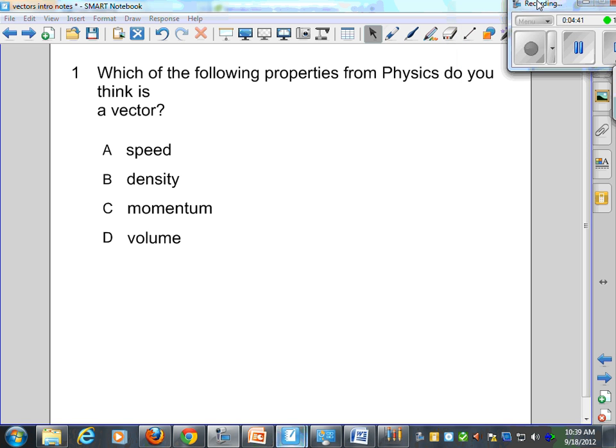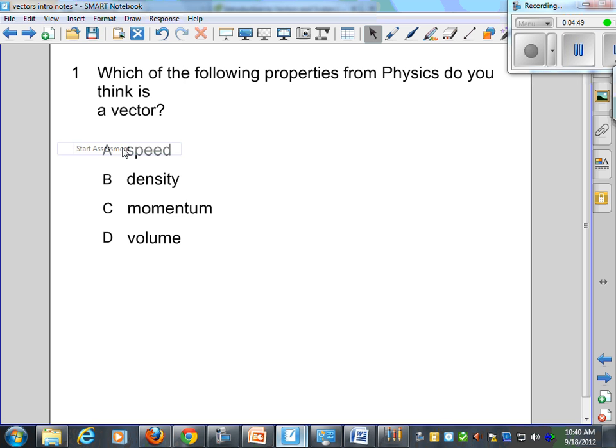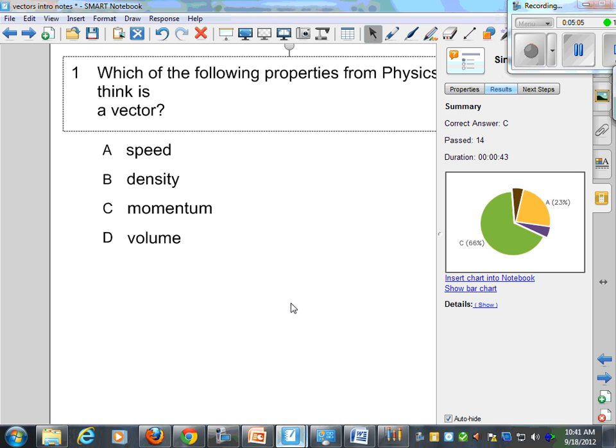So with your clicker, tell me, which of the following properties in physics do you think is a vector? Speed, density, momentum, or volume? Okay, so how did we do? Well, the correct answer is C, momentum.